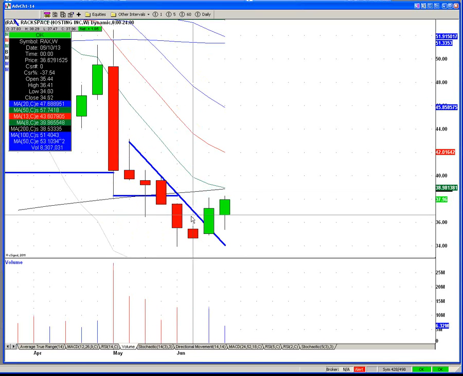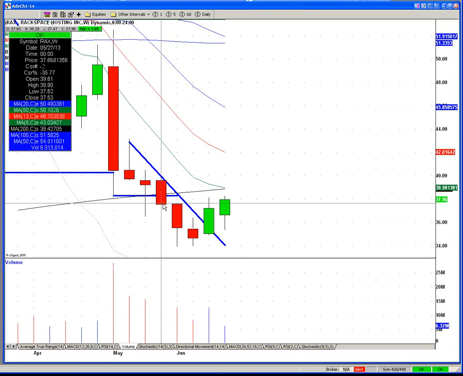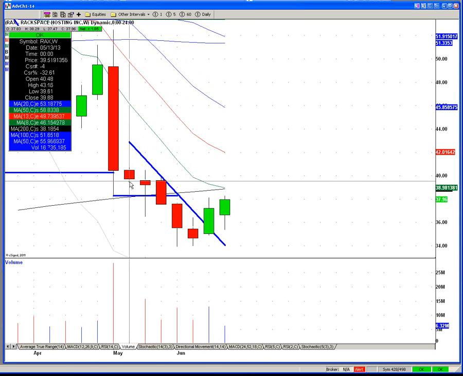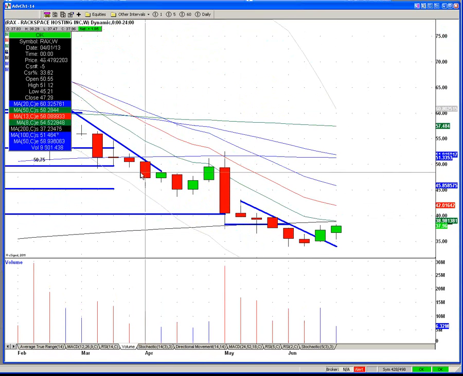And vice versa, it actually showed up as an inside week at the end of May, and it broke down to new fresh lows, which is a shorting opportunity. It also was an inside week in mid-May, and it was another shorting opportunity here.